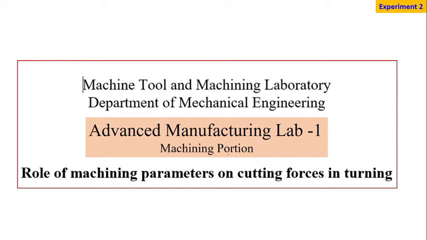Good evening. So today we are going to do experiment number 2, the second experiment in Advanced Manufacturing Lab 1. Already we have done the first experiment. Today we are going to do the second experiment. Today's experiment is the role of machining parameters on cutting forces in turning.